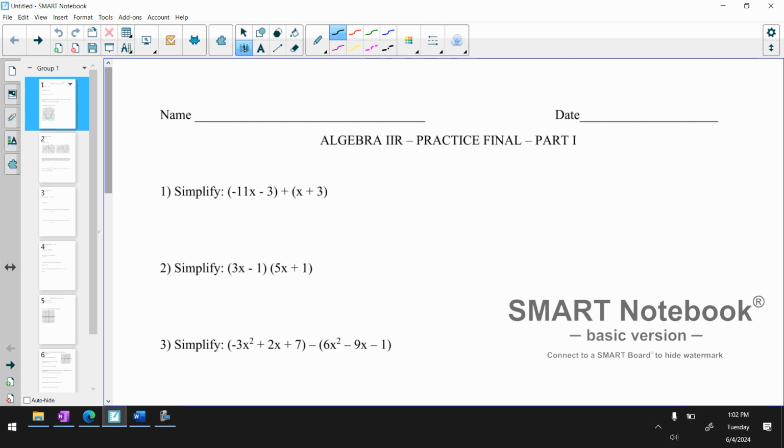All right. So there is an addition sign there, so we must add them. So you add the x's, add the numbers. You do that, I just get negative 10x. Done.